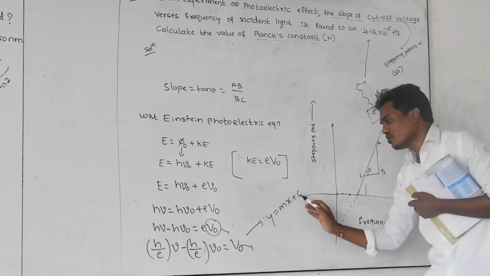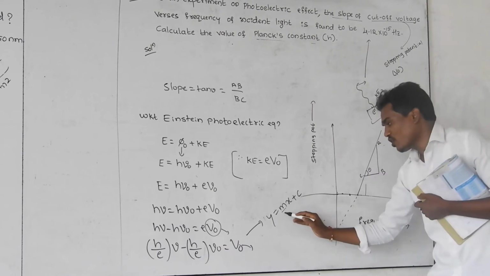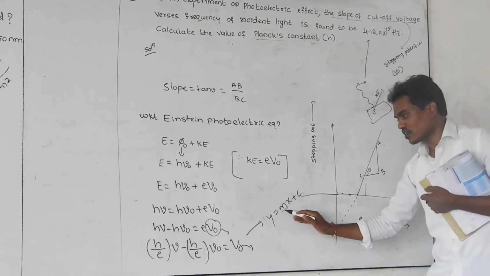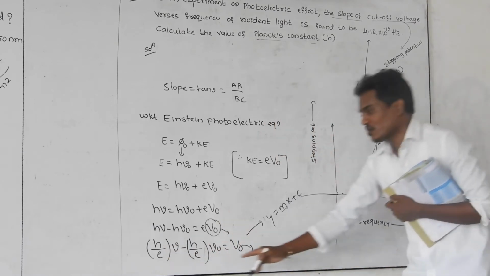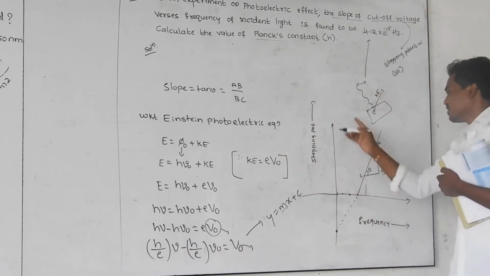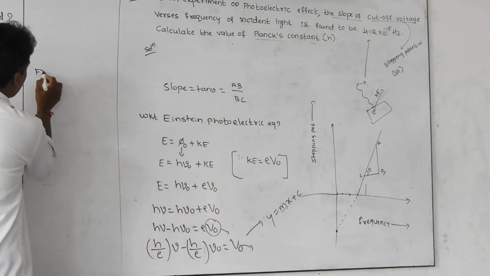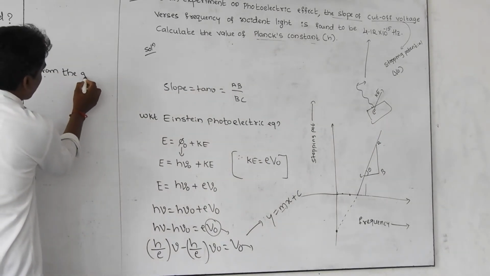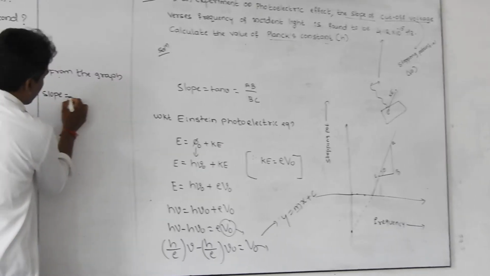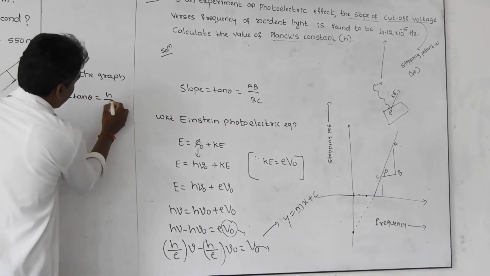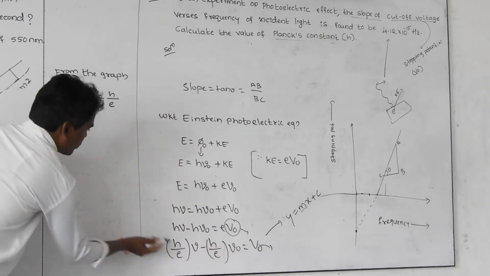By comparing this equation, what is the m value? Compare this equation and this equation. The m value we call the slope of the equation. Comparing m with this equation, the m value is h by e. Then what is the meaning of h by e? This is the slope of this graph. And let us consider from the graph, slope is equal to tan theta, that is h by e. Slope is equal to V naught by nu, which is equal to h by e.